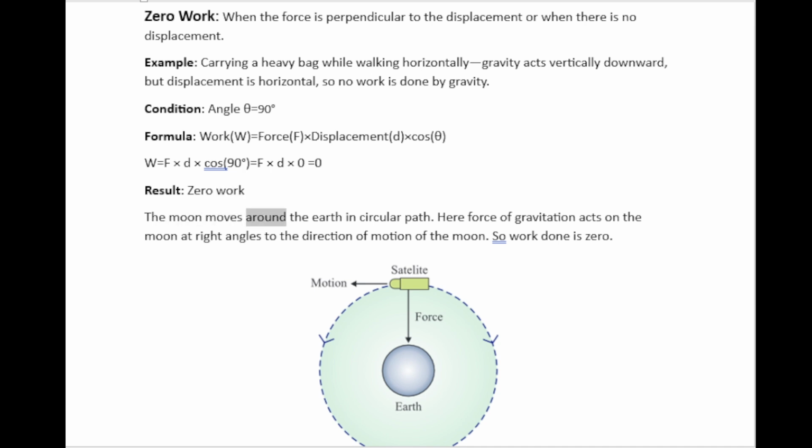The moon moves around the earth in a circular path. Here the force of gravitation acts on the moon at right angles to the direction of motion of the moon. So work done is 0.